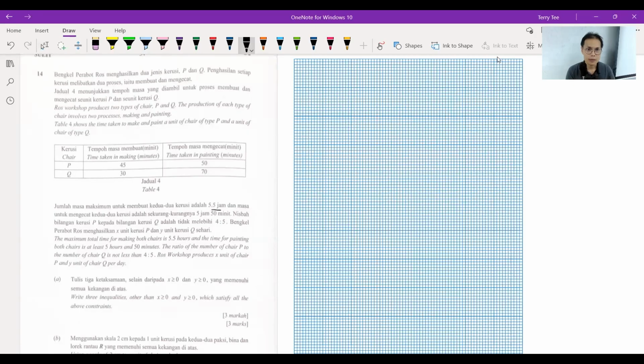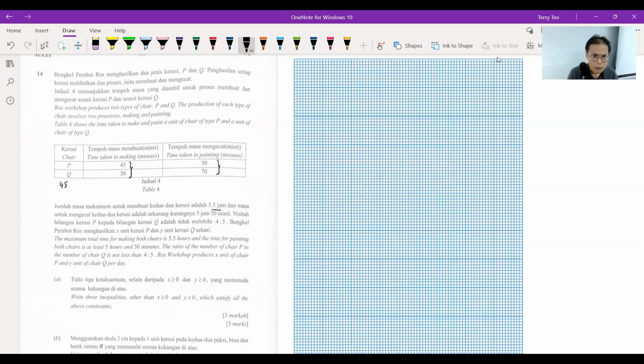Okay, now you can see from the table here. This is masa diperlukan untuk membuat, masa diperlukan untuk mengecat. So I need to write 3 inequalities. They say tulis 3 ketaksamaan selain x greater equals 0, y greater equals 0 untuk memenuhi semua kekangan. So maybe I write it over here. The total time to make, masa untuk membuat, we know 1 kerusi P you need 45 minutes. So how many kerusi do you need?